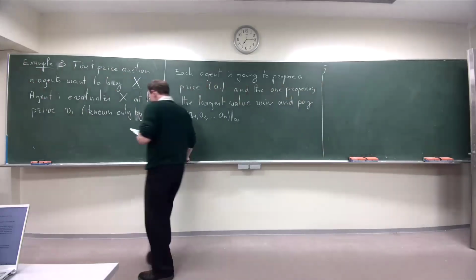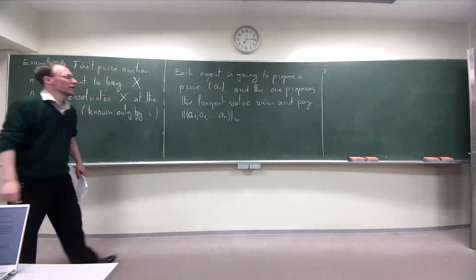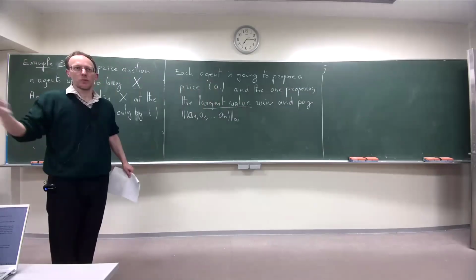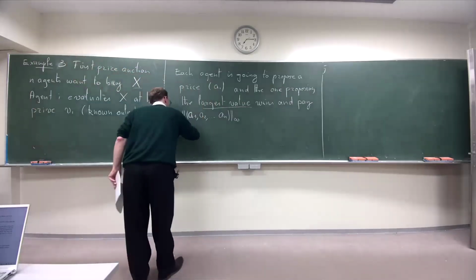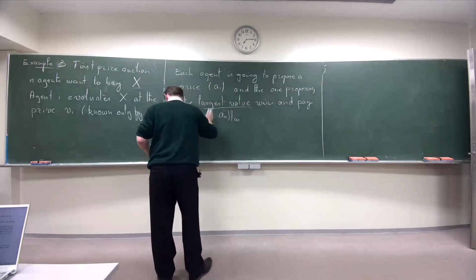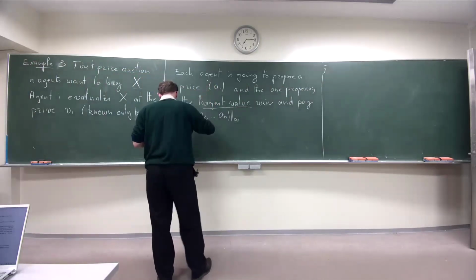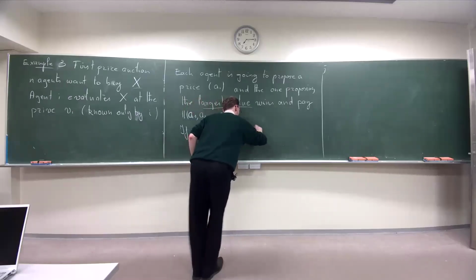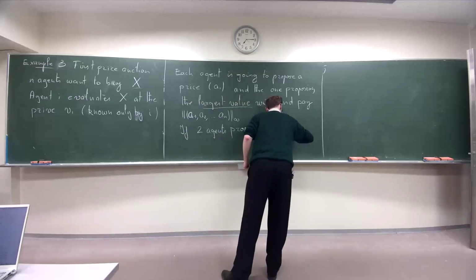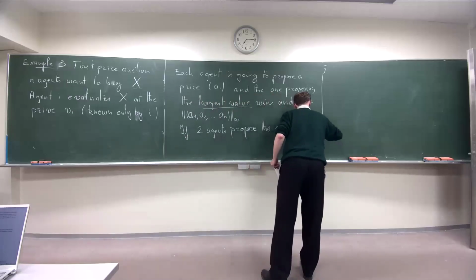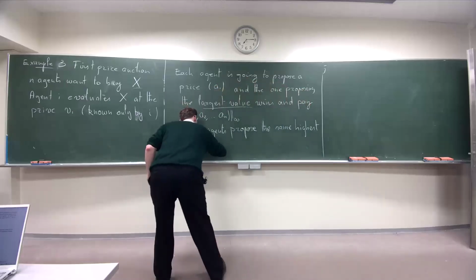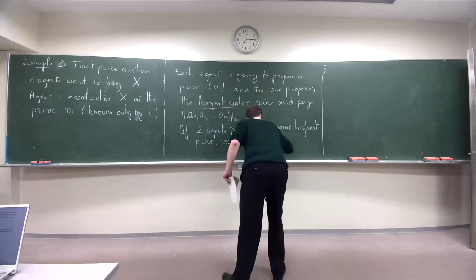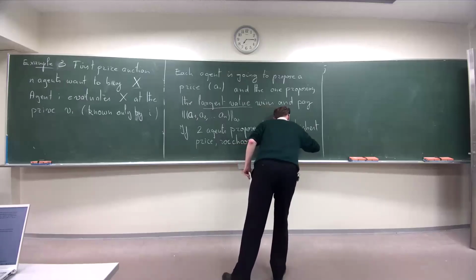So what is the framework? There is one more rule. If two persons propose the same largest value, this is possible if two persons propose $1 million, if two agents propose the same highest price, we choose, this is just a choice, we choose the one with the lowest index.